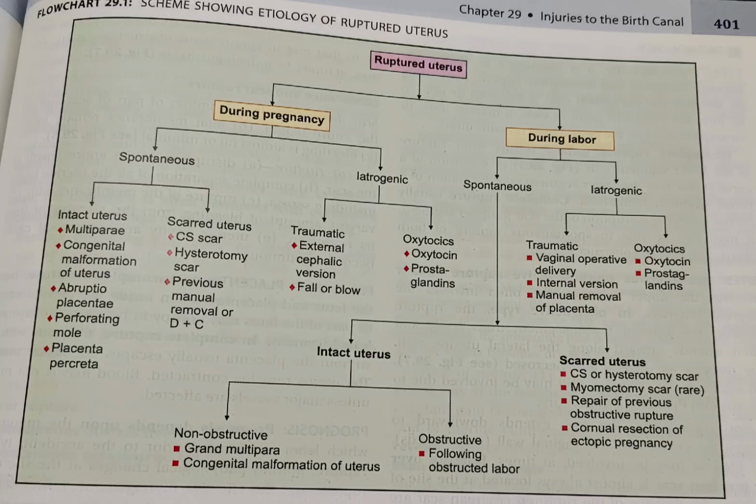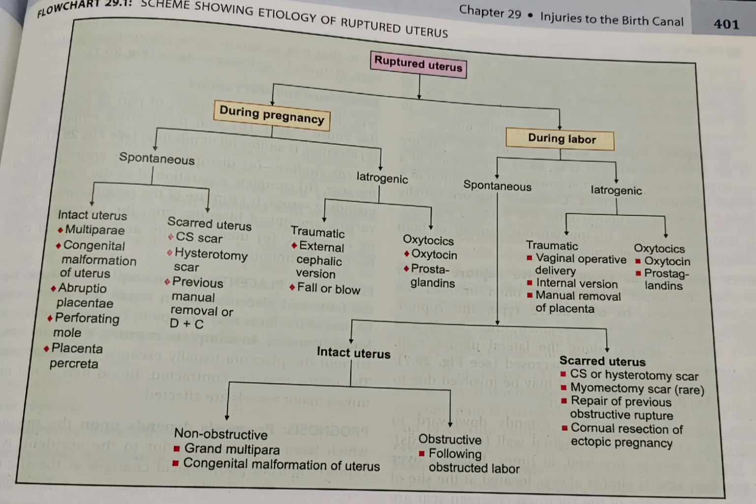So coming to the management. In management, it's divided into two parts: prophylaxis and definitive management. In prophylaxis, we can classify the high risk patients already before the delivery. We can use judicious use of uterotonic drugs. We could avoid instrumental deliveries or any kind of trauma.